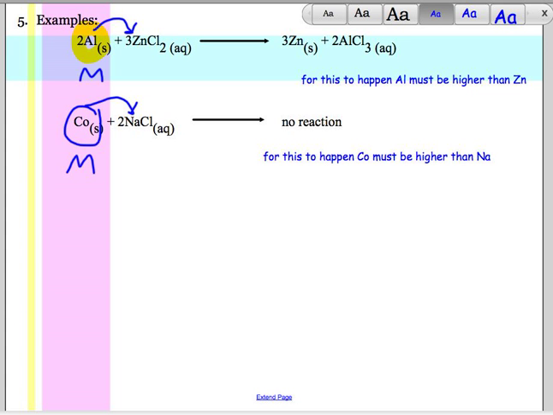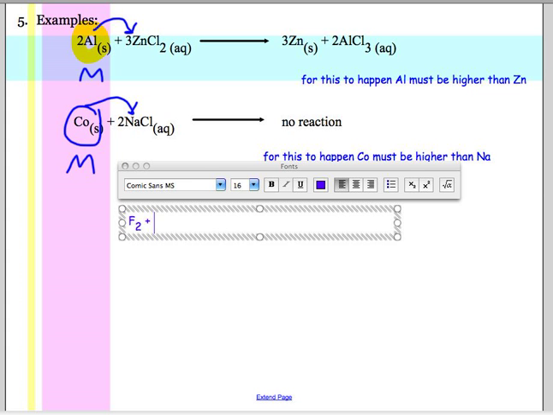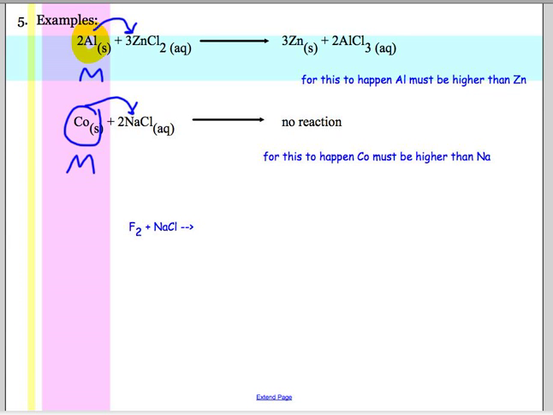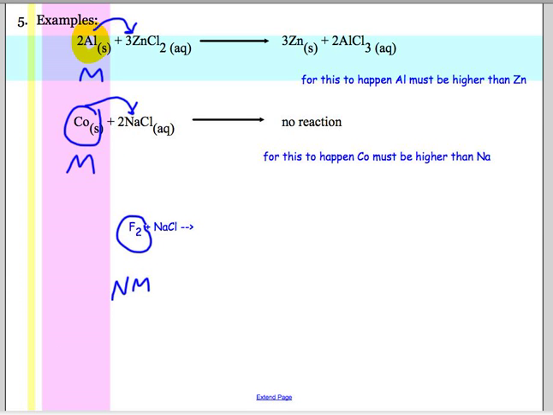And we'll just do one real quick with a halogen. So if we have fluorine plus salt, and we want to see what's going to happen. Fluorine is obviously the guy that's trying to do something, and fluorine is a nonmetal. So when you look on your little chart, you need to make sure that you're looking at the nonmetal side. And obviously this is a much shorter activity series. But fluorine is going to have to be higher than chlorine for it to happen, and that's who he's trying to kick out. He's trying to kick out the other nonmetal.